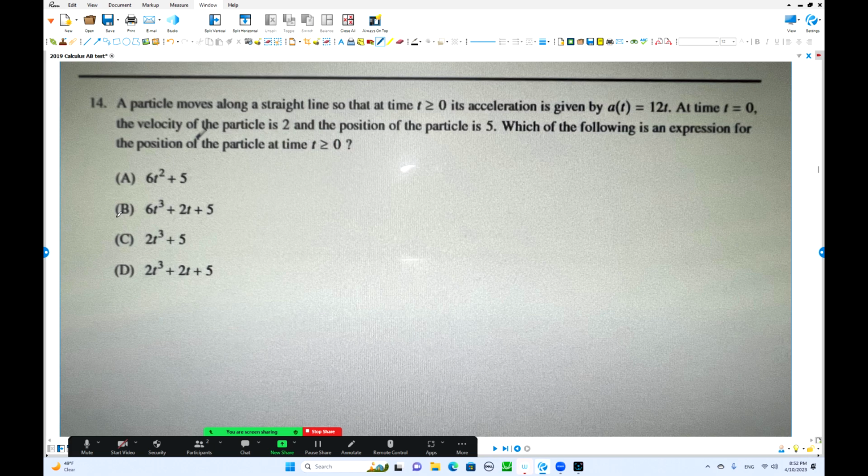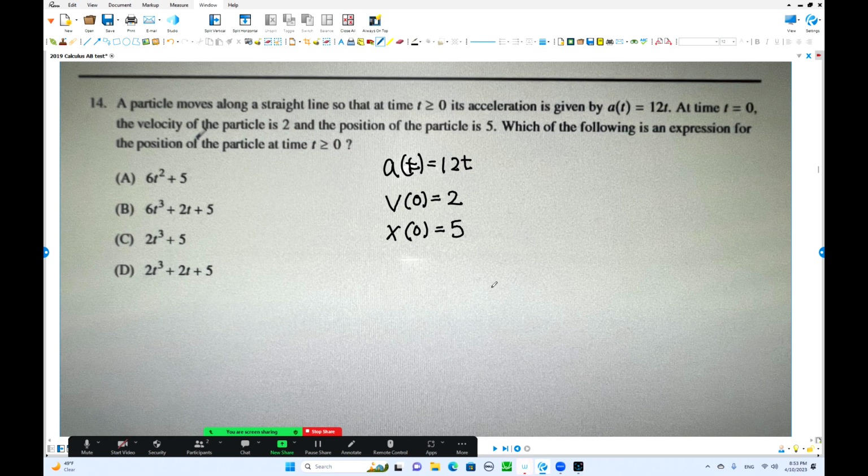A particle moves along a straight line so that at time t greater than or equal to 0, its acceleration is given by 12t. At time t equals 0, the velocity of the particle is 2. So that is the initial value of velocity. And it also gives us the initial value of position: x of 0 is 5. This is a position function.